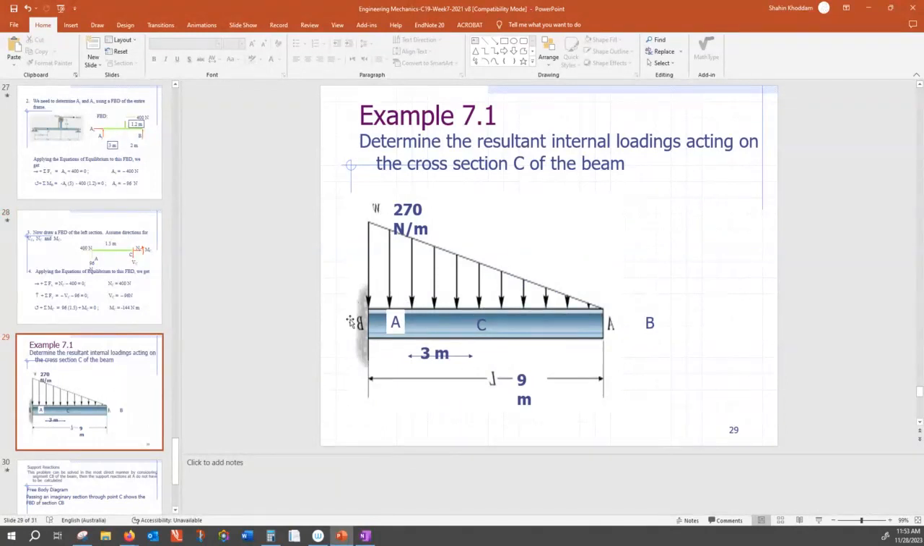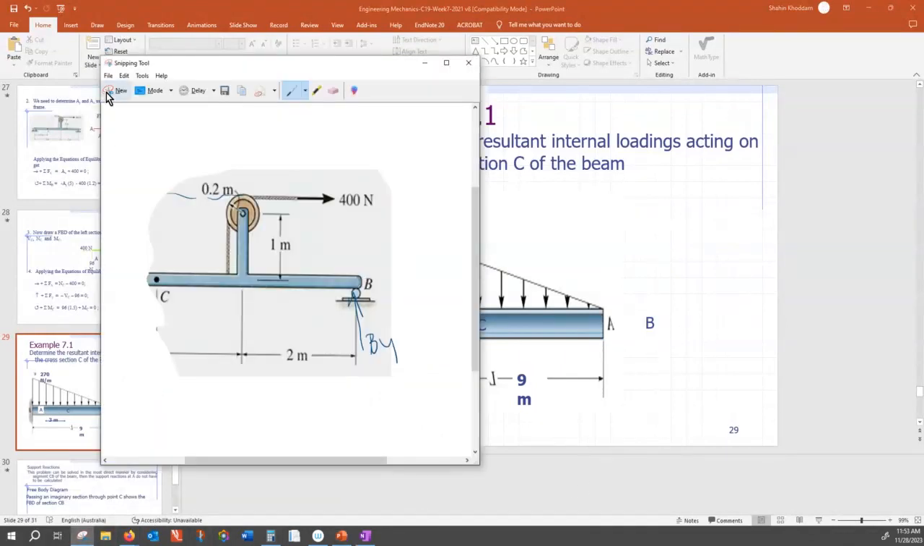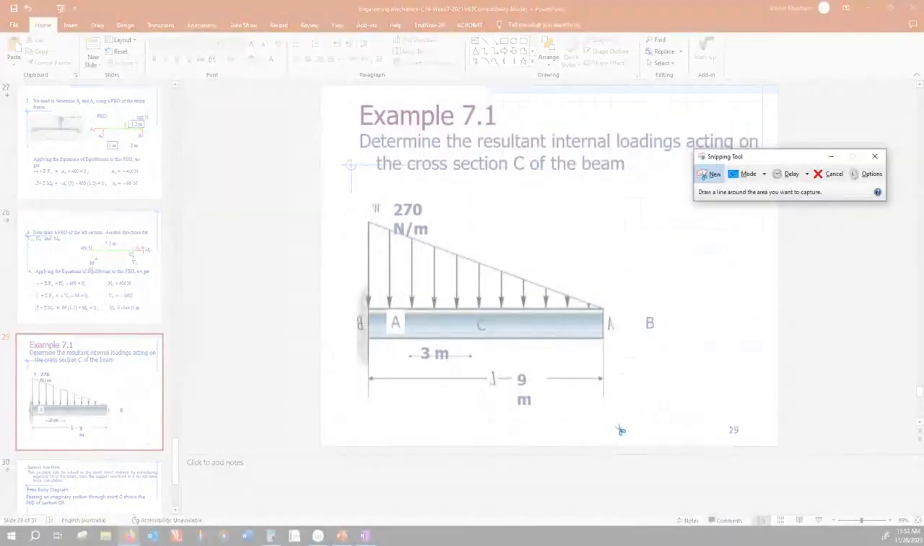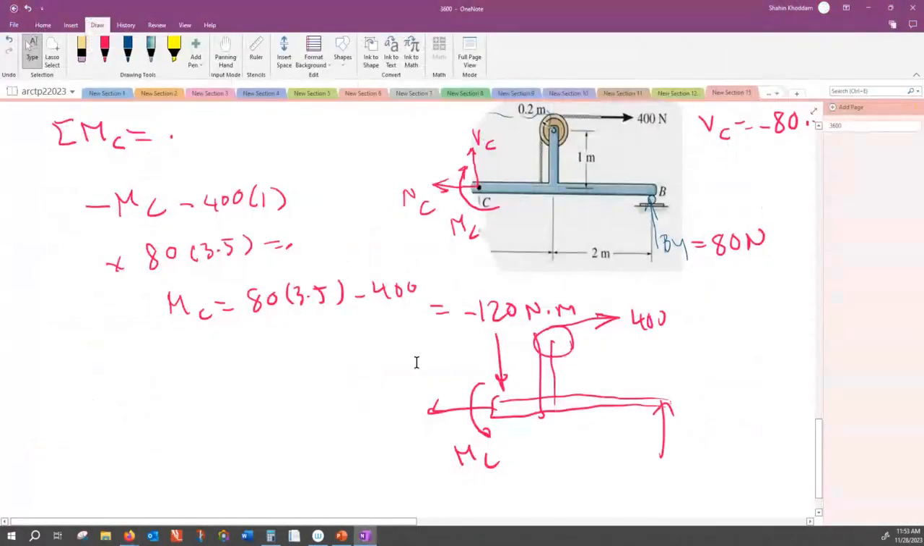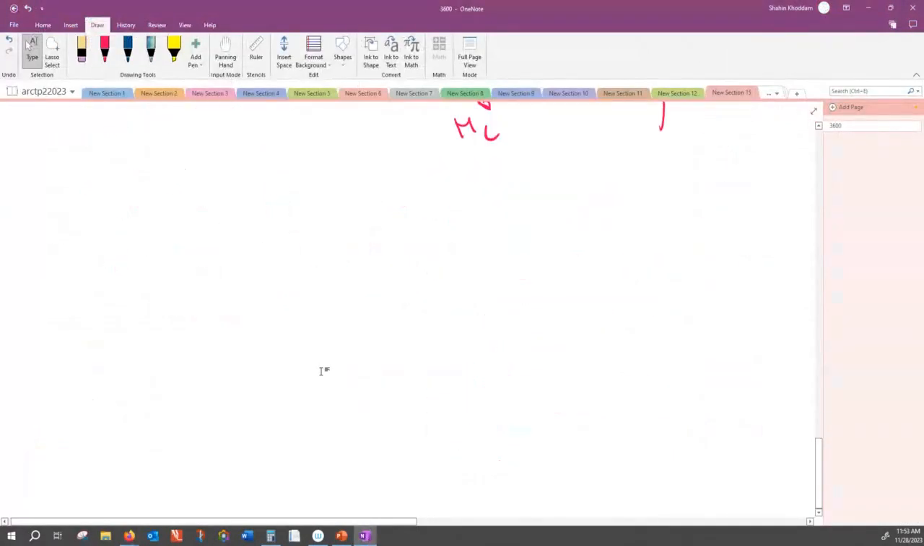Okay. Let's try this problem. You want to find the internal forces at point C, which is 3 meters from the left. There's no support here, right? That's a very poor drawing. Let me draw that in a decent way. So you have a cantilever beam.